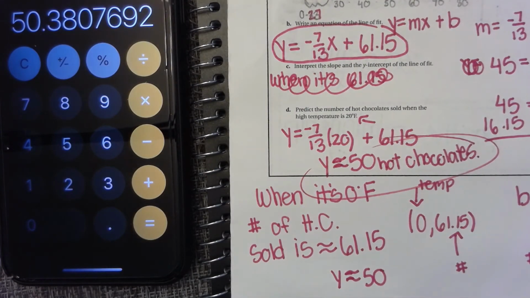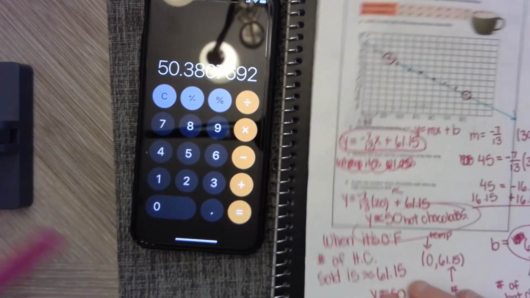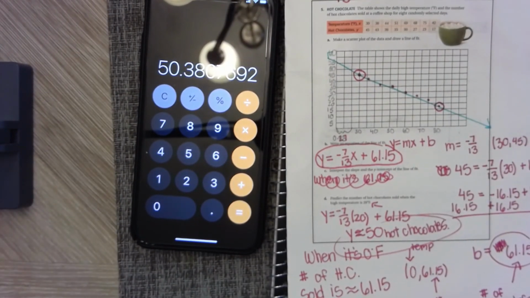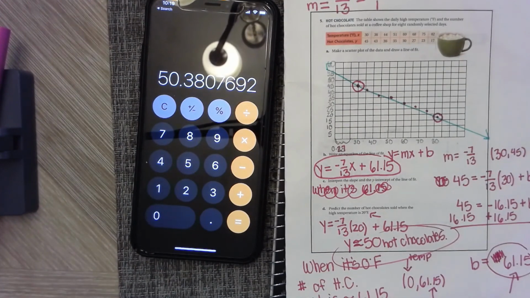Woo! All right. I know this was tricky, but this is something that you do need to know in order to move on to the 9th grade. Yep, we're in 8th grade now.